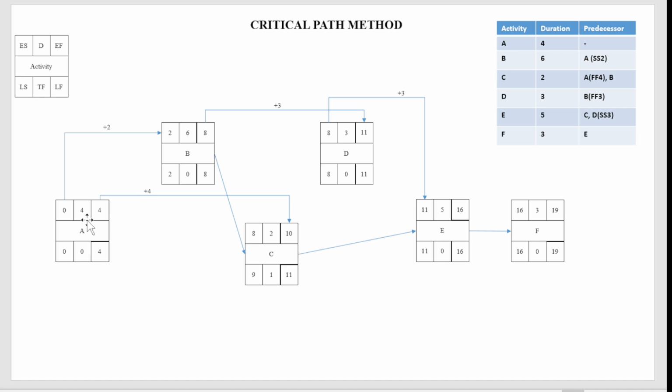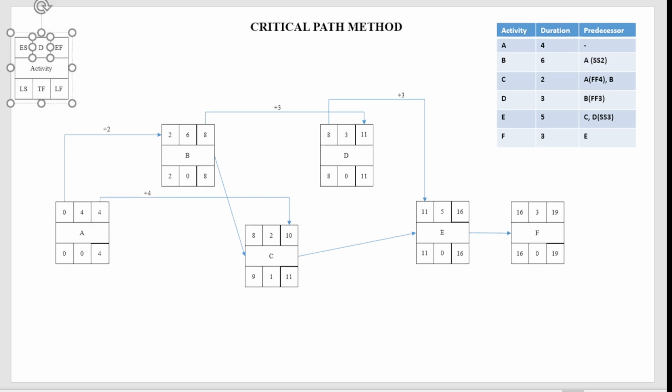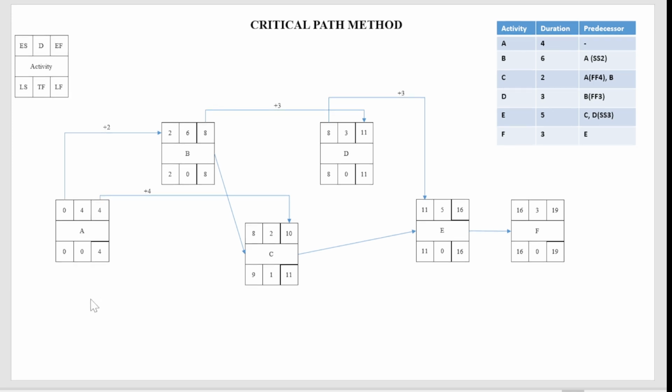Okay, so activity A is the very beginning activity that does not have any predecessor. We'll start with activity A, duration 4. So we'll fill up all the durations. B has duration 6, C has duration 2, D has duration 3, E has duration 5, F has duration 3. Okay, these are the durations. Now a very important thing is you need to connect each activity with another one in the proper order.